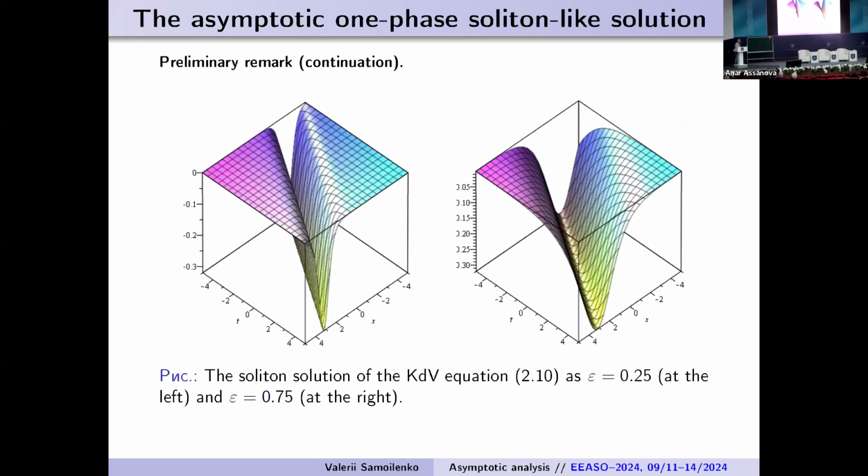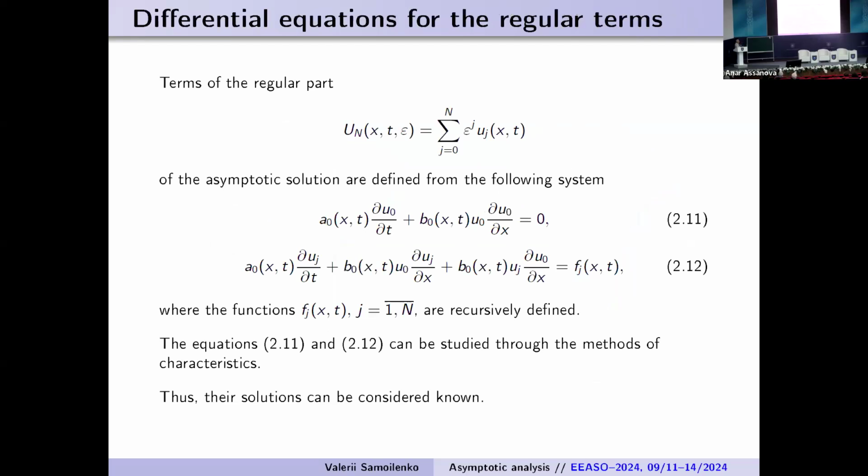Here you can see the graph of the soliton solution for the KdV equation for different values of the small parameter. For small parameters, the graphs are similar, but you have some difference between these two graphs. I show these graphs because later, at the end of this lecture, I will show an example which is a slight deformation of this solution. If you need, I will go back to these graphs.